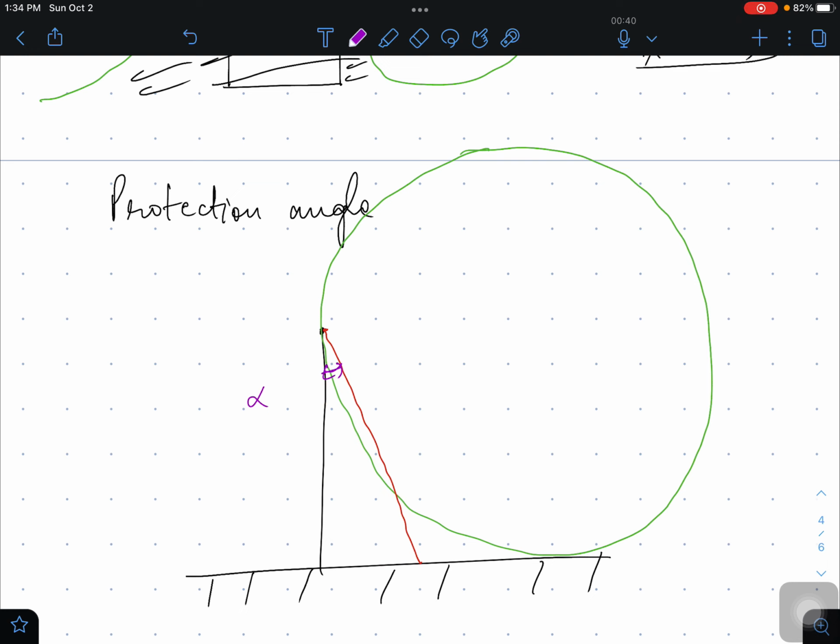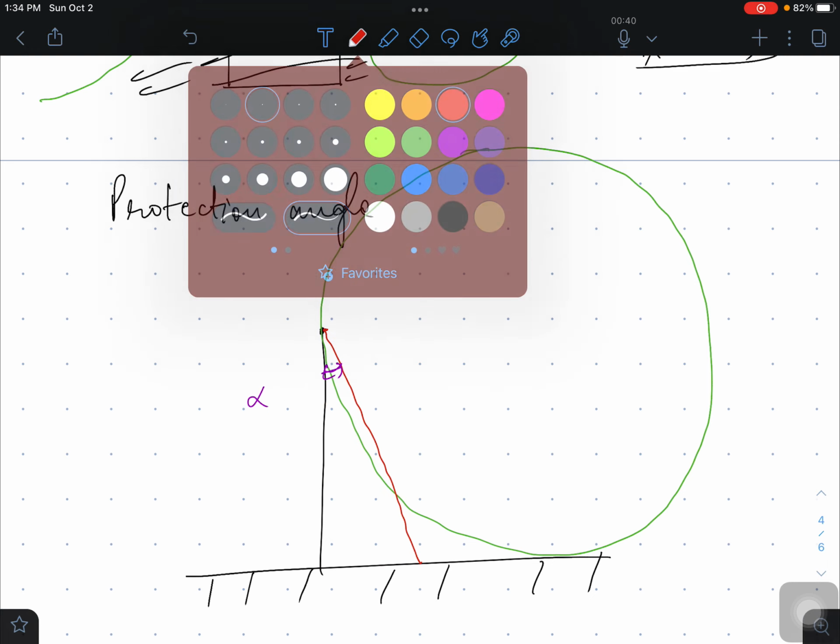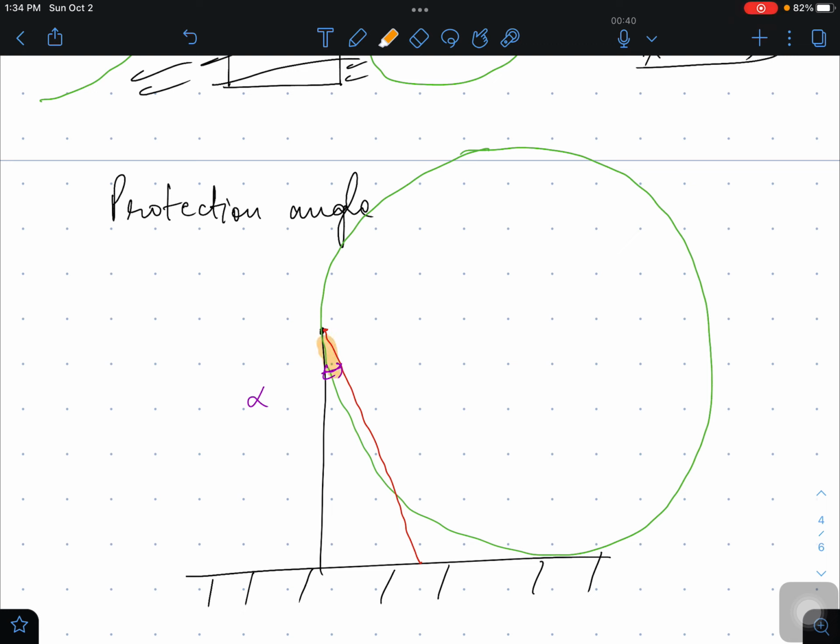So now you see what is the extra part being protected. It is this part which protection angle is protecting extra compared to the rolling sphere. So this part is called overestimated part.